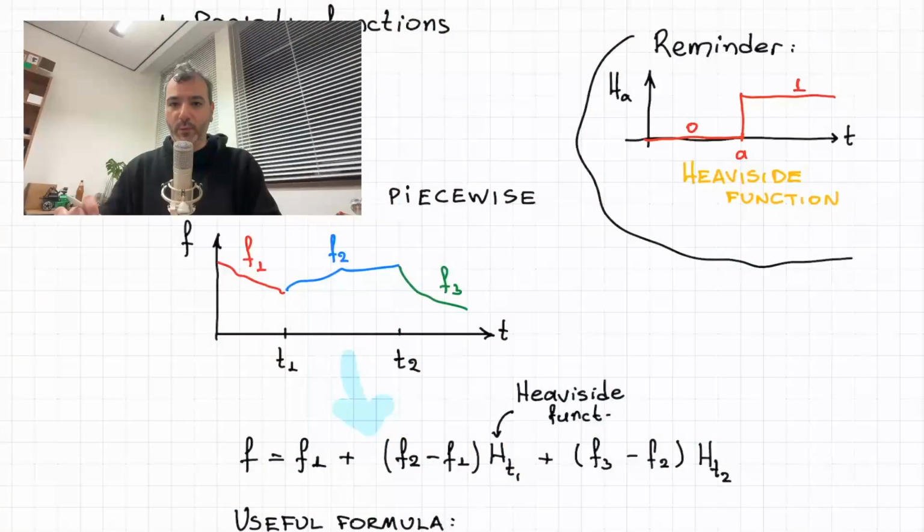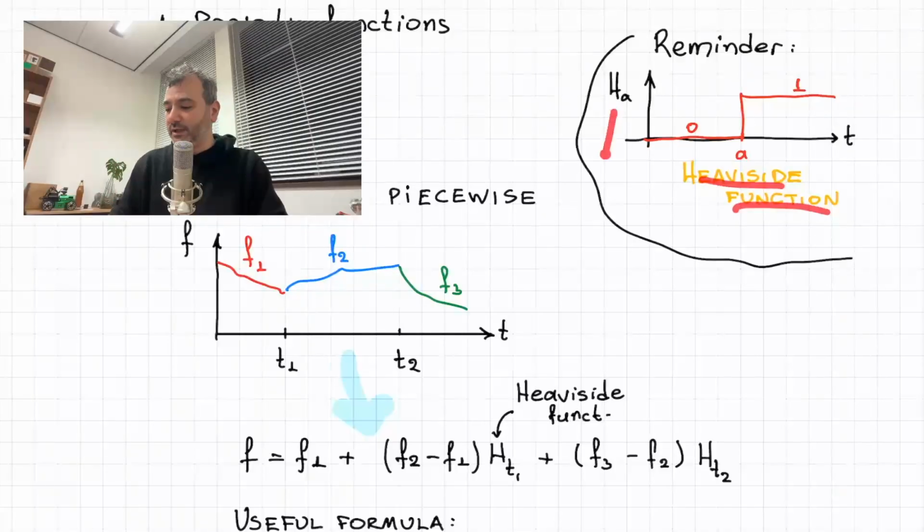Hi, and welcome to this video where we'll discuss how to determine the Laplace transform of functions defined piecewise. Let's start with a quick reminder from last time. Last time we defined the Heaviside function, which is a switch. It goes from 0 to 1 at time a. It flips from 0 to 1. It's called the Heaviside function. It is denoted as h subscript a.